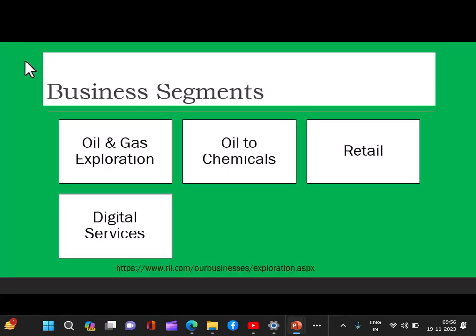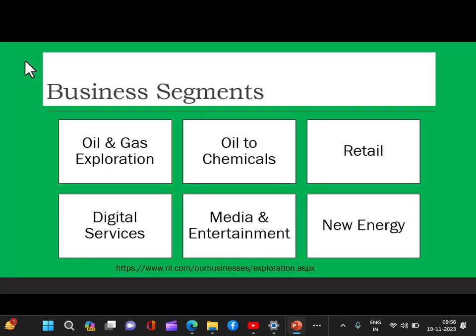So business segments. These are their business segments: oil and exploration. That means they dig oil from the seabed, so crude oil becomes their final product. Now, this is the upstream.